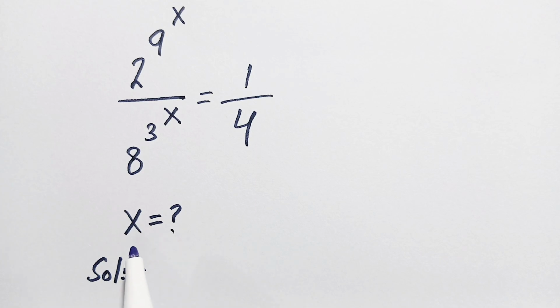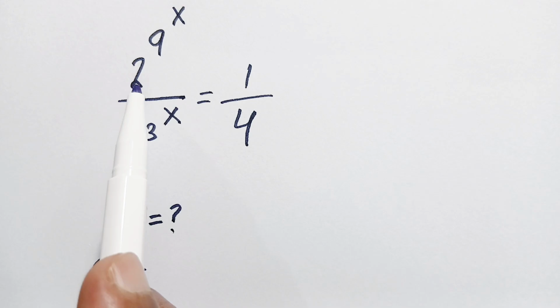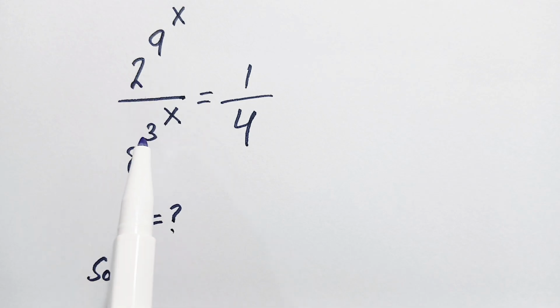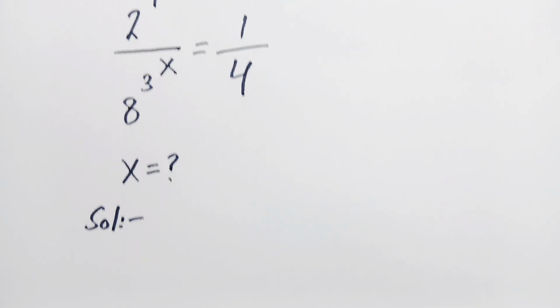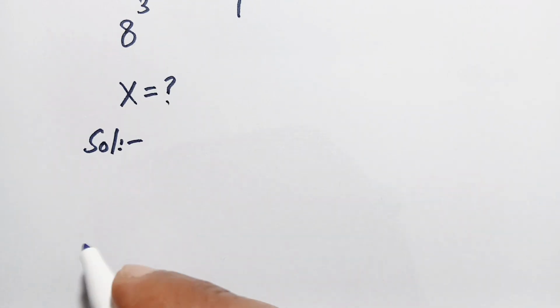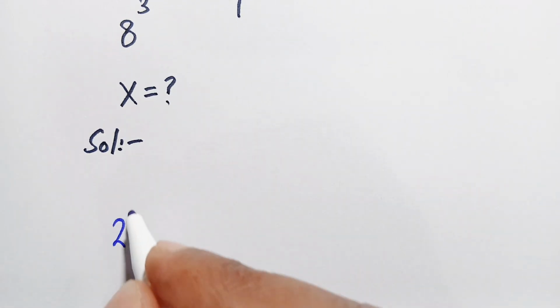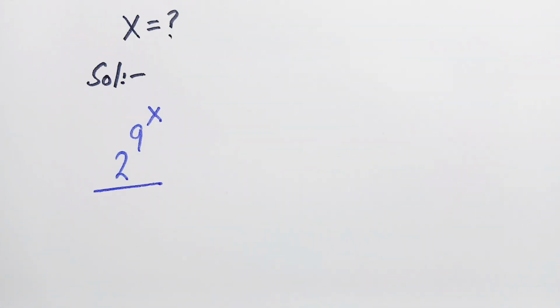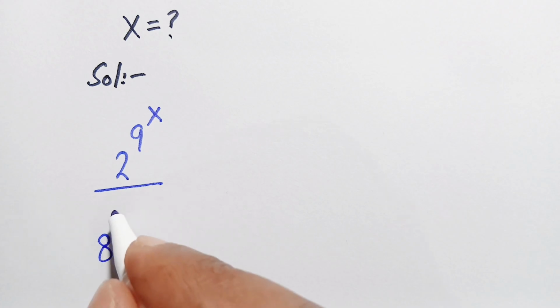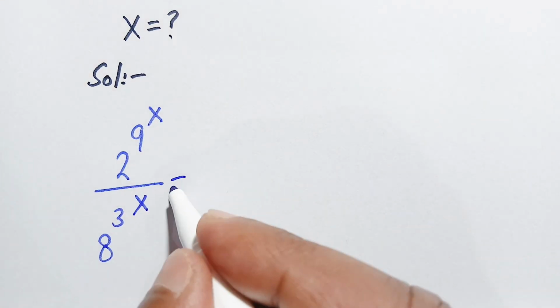Hello friends, find the value of x if it is given that 2^(9^x) divided by 8^(3^x) is equal to 1 by 4. Let's start the solution. It is given that 2^(9^x) divided by 8^(3^x) is equal to 1 by 4.